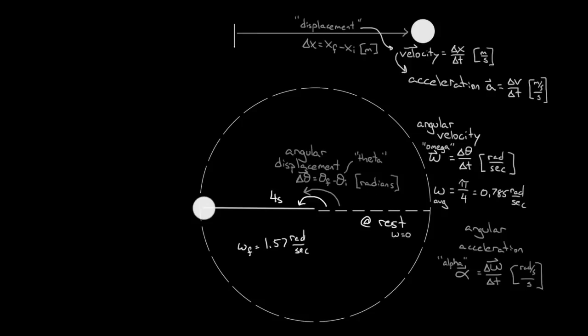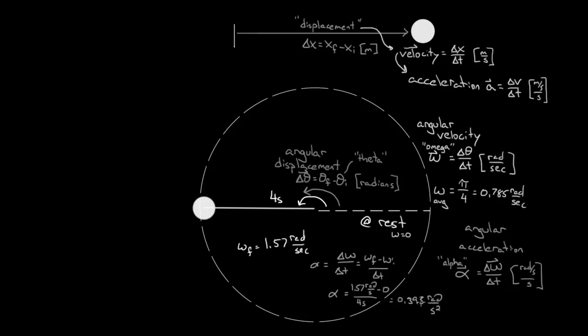And we can find the angular acceleration as well if we use this formula. The change in omega over the change in time, that would be the angular acceleration. Our omega final minus omega initial over time would come out to be 1.57 as our final angular velocity, minus 0 was our initial angular velocity, and that took 4 seconds to accomplish. So our angular acceleration would come out to be 0.393 radians per second, or you can write that as radians per second squared.